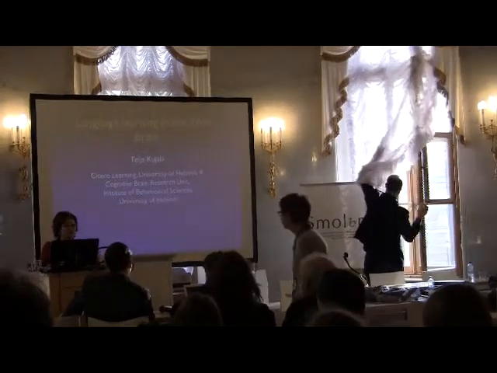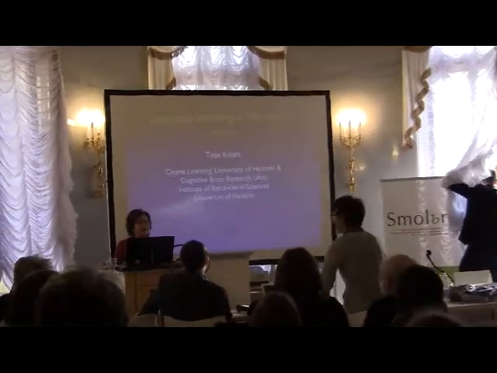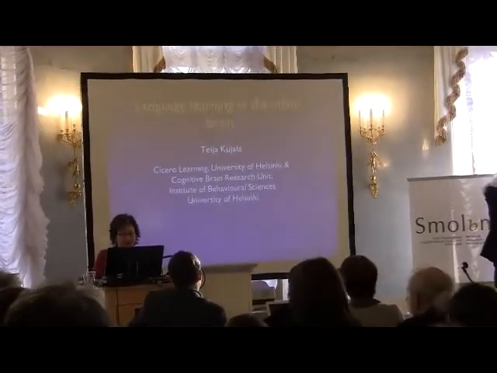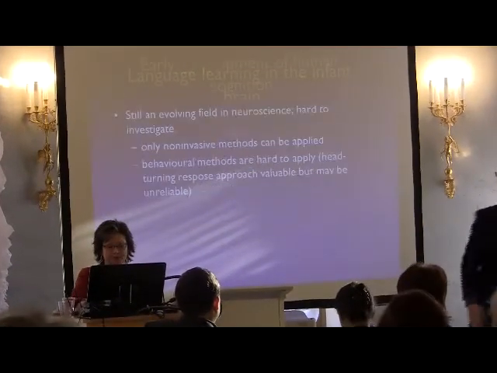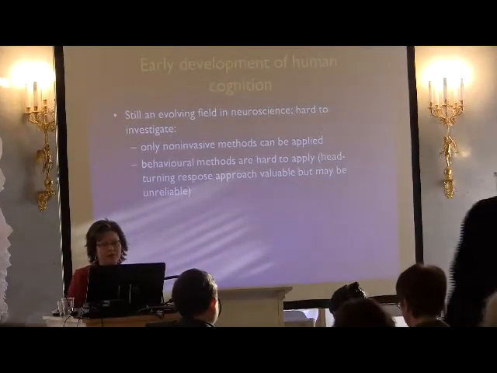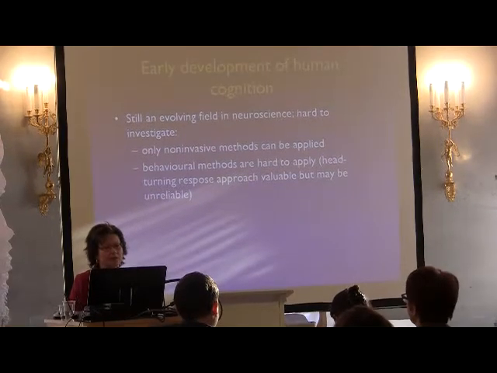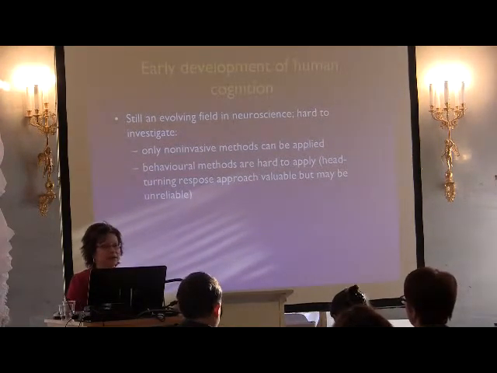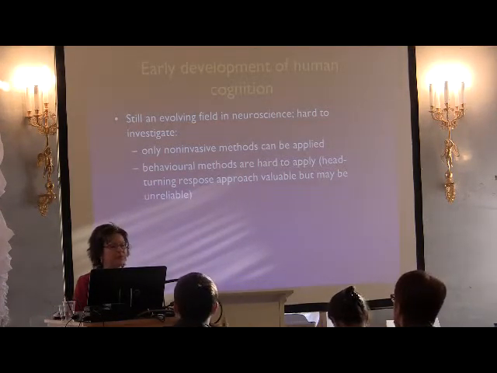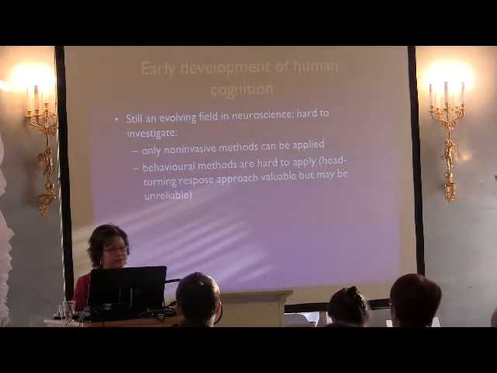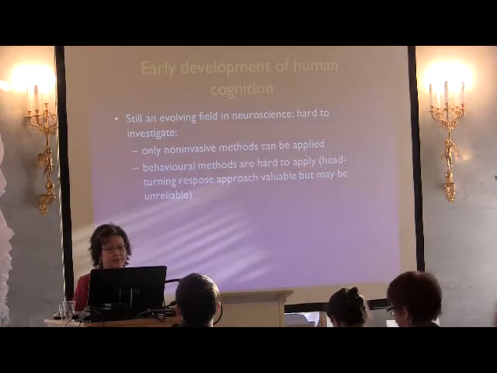I'm going to show you some learning effects in extremely young brains in my presentation, some recent results from our group. Early development of human cognition is still a fairly evolving field in neuroscience. It's quite hard to investigate altogether, because you have to be very careful with the methods. They have to be completely non-invasive and safe, and also behavioral methods are very hard to apply.